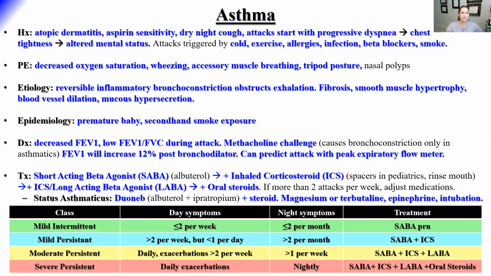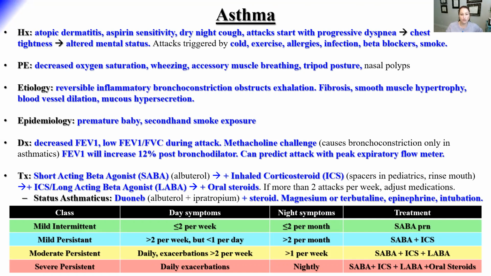For our diagnostics, this is going to be true for all of our obstructive disorders. So a decreased FEV1, a low FEV1 over FVC during the attack. Remember, this is reversible, so they have normal pulmonary function unless they're headed towards an attack. There's something called a methacholine challenge. If you suspect asthma, you can give them methacholine, and this will cause bronchoconstriction only in people who are asthmatics. If you give them a bronchodilator like an albuterol, their FEV1 will increase 12%. That's a diagnostic test. So the methacholine challenge with an FEV1 that increases 12% after a bronchodilator is diagnostic.